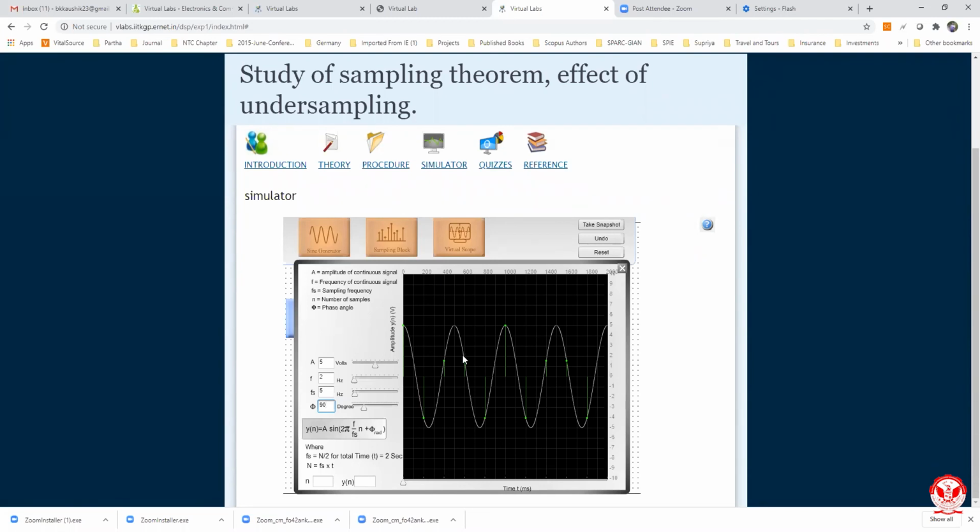Now, the sampling frequency we are increasing to 25. What we see is the number of samples has increased now.